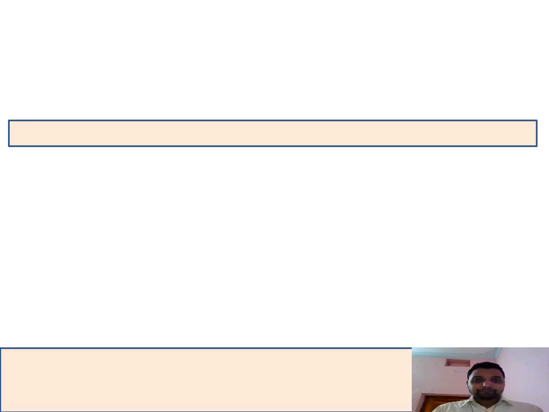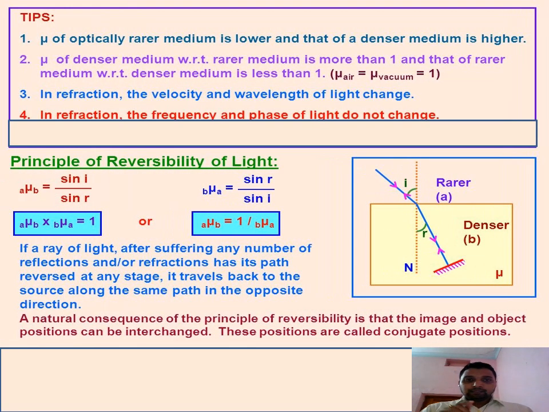In this part, let us look at a summary of all the things we read. First, the refractive index of an optically rarer medium is less and of a denser medium is high. That means the speed of light in a rarer medium is more, and in a denser medium is less. The refractive index of a denser medium with respect to a rarer medium is more than 1, and of a rarer medium with respect to a denser medium is less than 1. For air and vacuum the refractive index is 1. When refraction occurs, the velocity and wavelength change but the frequency remains constant.